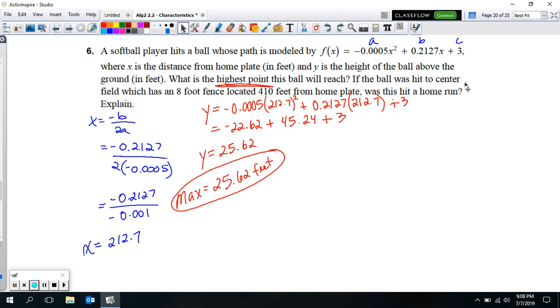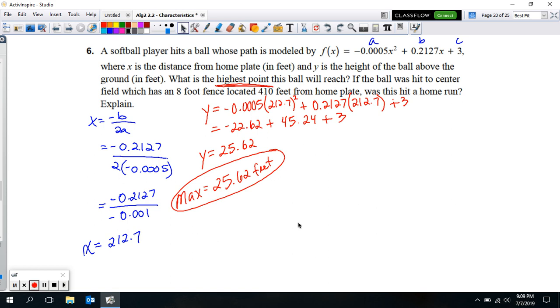Now the next question, if the ball was hit to center field, which has an 8-foot fence located 410 feet from home plate, was the hit a home run? So basically, if it was hit 410 feet using this equation, we would need to plug in 410. Remember, that's the distance from home plate. This one here, when we actually figured out what the vertex was, what the highest point was, right? Our highest point is at a distance of 212 feet.